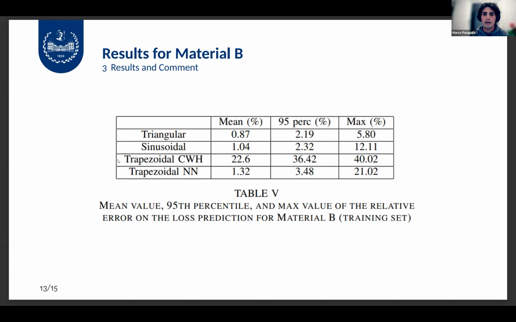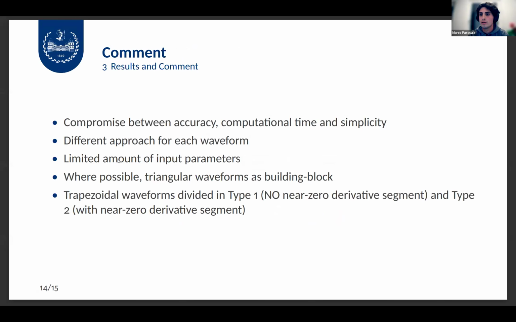And again, for a comment on the total method, there's this compromise between accuracy, computational time, and simplicity, and a different approach for each waveform. Limited amount of input parameters, which we're pretty happy about. And where possible, we just use the triangular waveforms as the building block.